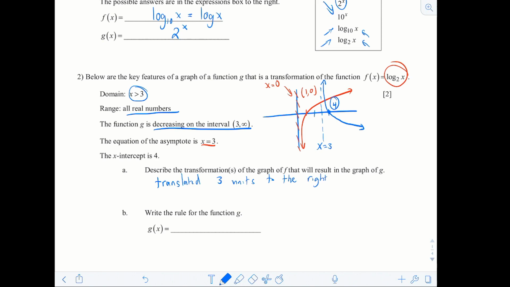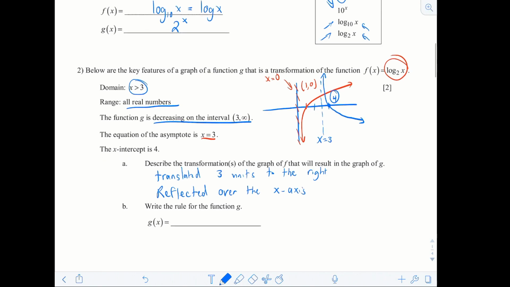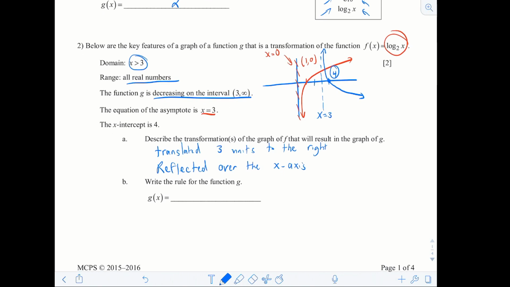And then since we are, in a sense, going from an increasing graph to a decreasing graph, it is going to be reflected over the x-axis. So how do I write this specific rule? Since we're talking about a translation to the right, that means that we are going to be working inside the parentheses, so that would be f of x minus 3, so that moves it 3 units to the right.